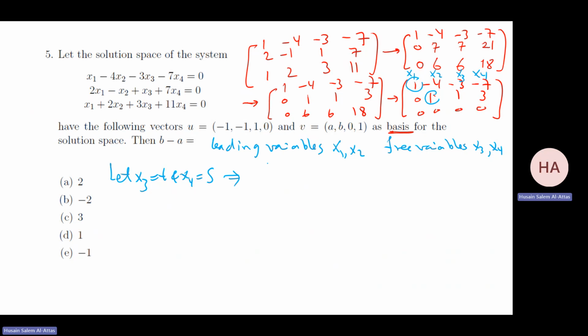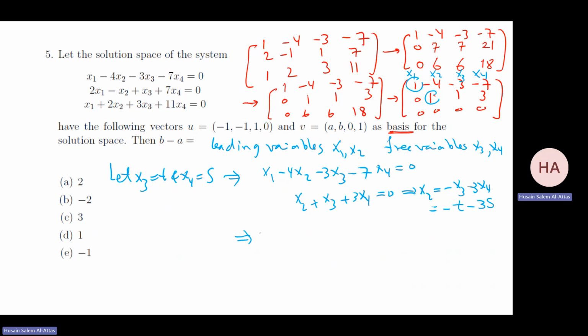So what do I have? Let me write the equations. x1 minus 4x2 minus 3x3 minus 7x4 equals 0. That's the first equation. I care now about the second one: x2 plus x3 plus 3x4 equals 0. So x2 equals minus x3 minus 3x4, which is minus t minus 3s. Take it to the other side. Now we'll do x1. So x1 will be 4x2 plus 3x3 plus 7x4. That equals 4 times minus t minus 12s, plus 3t plus 7s, that is minus t minus 5s.